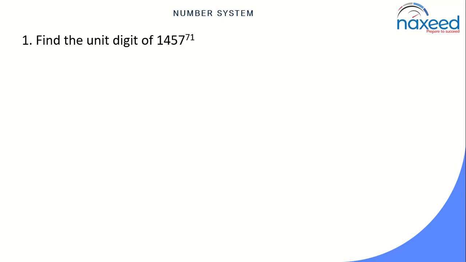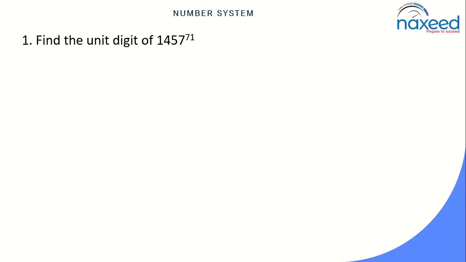So quickly we'll go for the first problem. Here the problem was 1457 to the power 71. I have taken this example in my previous slides. 1457 to the power 71, a huge number it is. We have to find out the unit digit of this number. How to find out? With the help of cyclicity of a number, I will explain step by step. Just try to understand this.